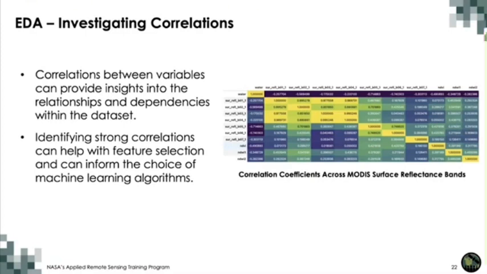A correlation coefficient heat map is a powerful tool for investigating correlations between variables in a machine learning dataset. By identifying highly correlated variables, we can improve the performance and interpretability of our models. However, it is important to remember that correlation does not imply causation, and other factors may be influencing the relationships between variables.